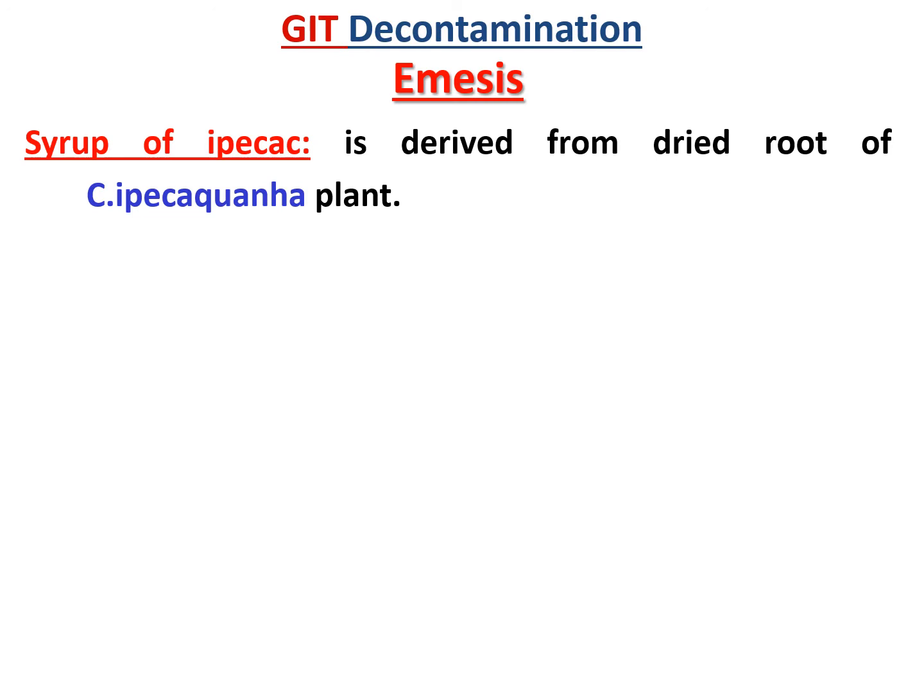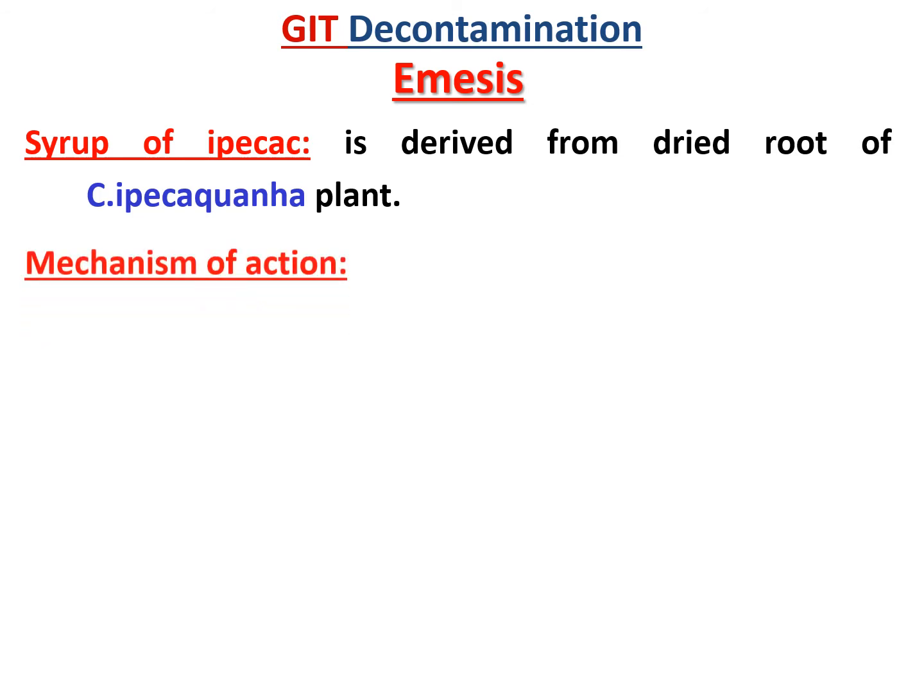Syrup of ipecac is derived from the dried root of the Cephaelis ipecacuanha plant, but actually the pure extract derived from the plant is called tincture of ipecac, which is toxic. So we manipulate this tincture of ipecac by dilution and adding some substances to decrease its toxicity and produce the syrup of ipecac, which is used nowadays.